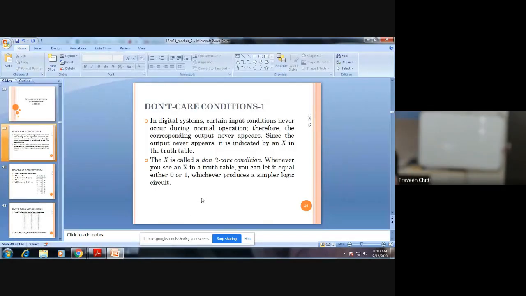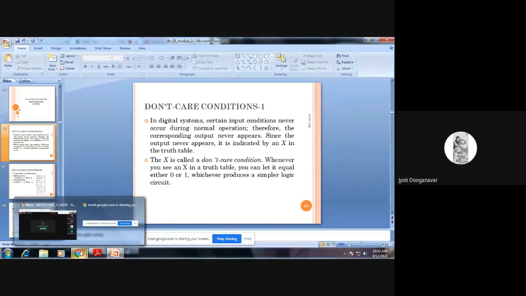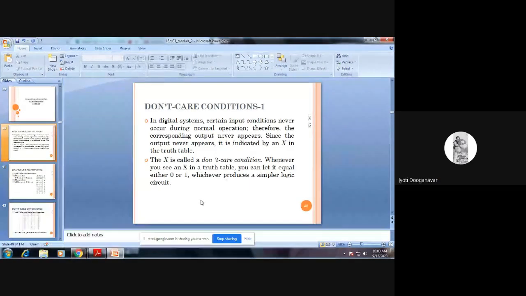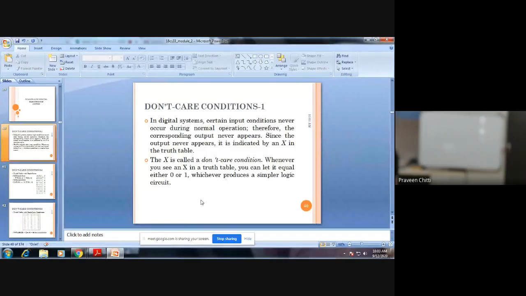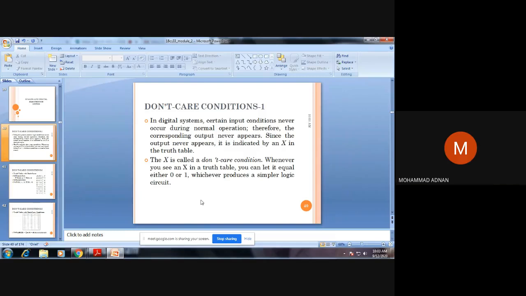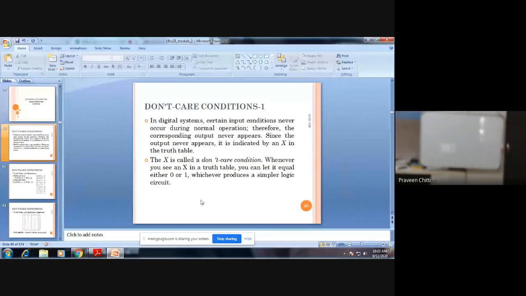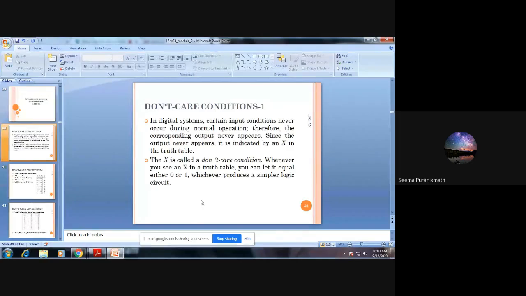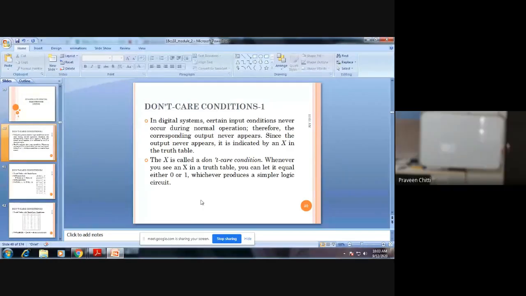At least the screen is visible, no, for all of you? Is the screen visible? It's blurred, sir. Screen is not clear. Check now. Clear, sir. Okay. Is it okay now?